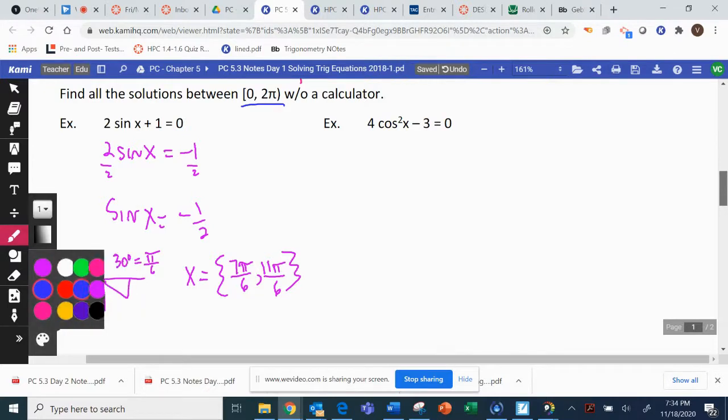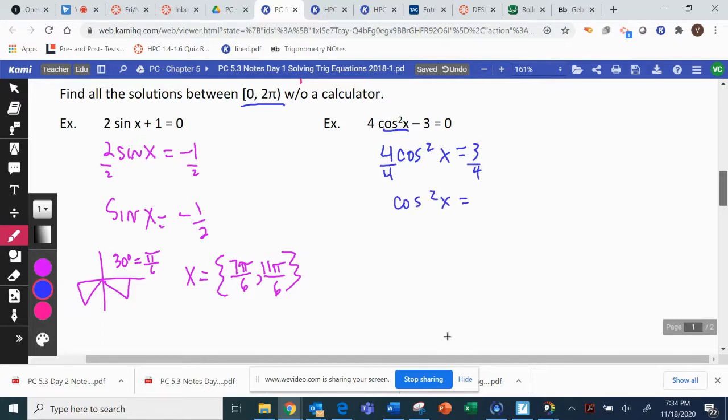All right, the next question, I'm going to solve for cosine x. So I'm first going to add the 3. 4 cosine squared x equals 3. Divide by 4. Cosine squared x equals 3/4. Now, to get cosine x by itself, I'm going to have to square root both sides.